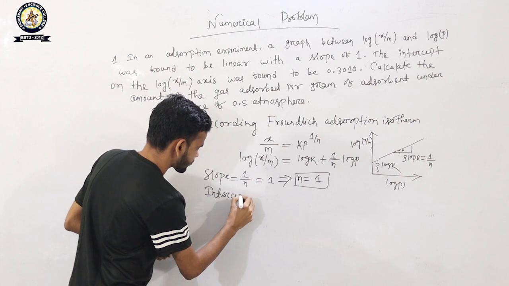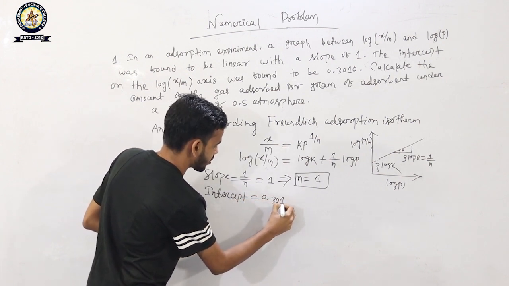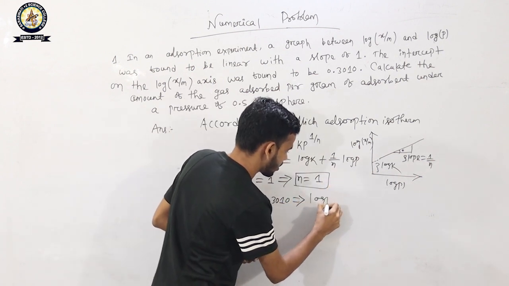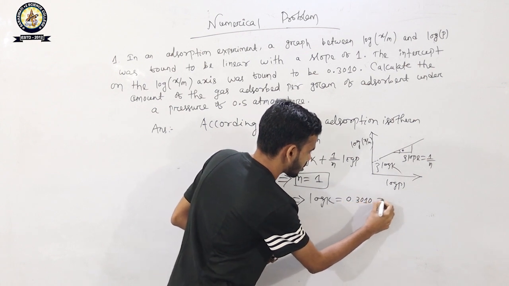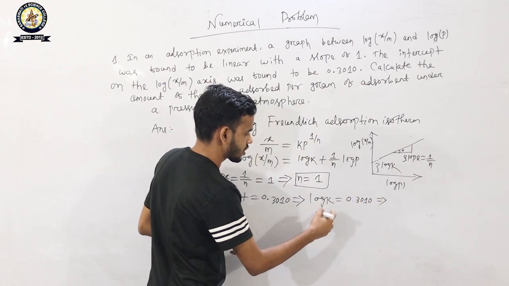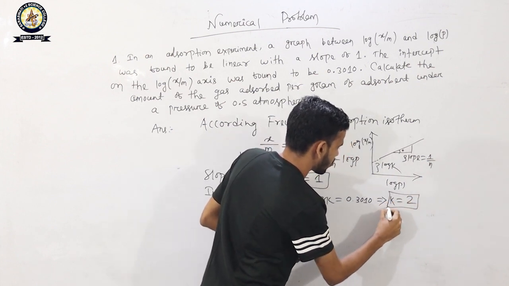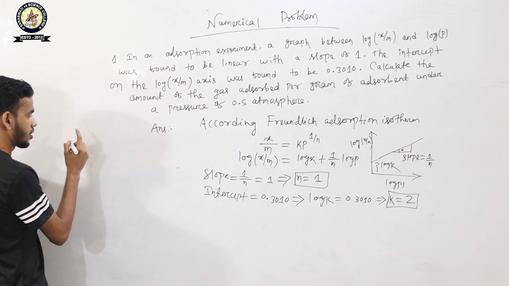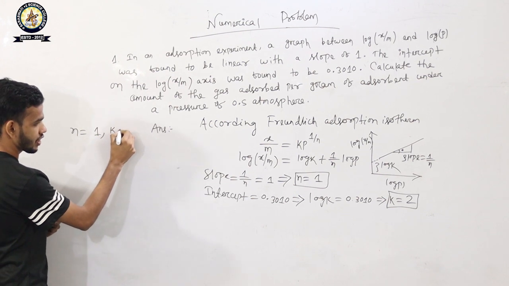Similarly, the intercept value that is given is 0.3010, and we know the intercept is log k. If log k equals 0.3010, then if we take antilog both sides, the value of k will be 2. So dear students, we got the value of n is 1 and the value of k is 2.